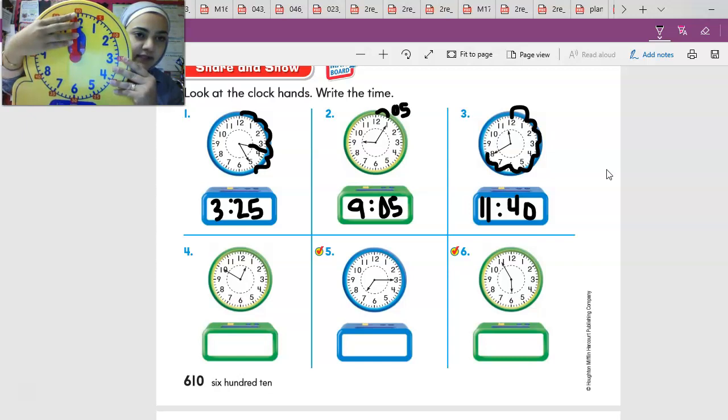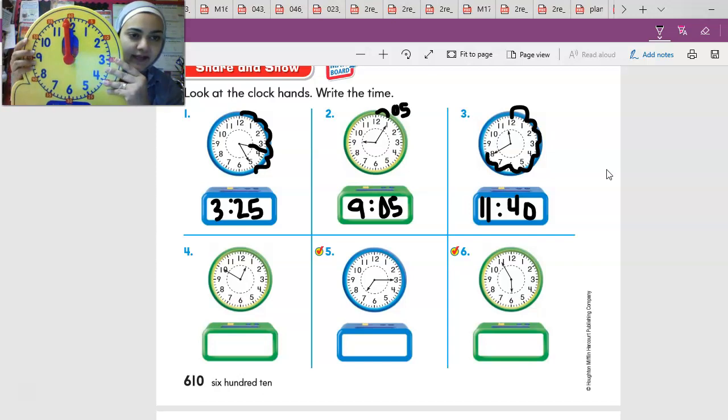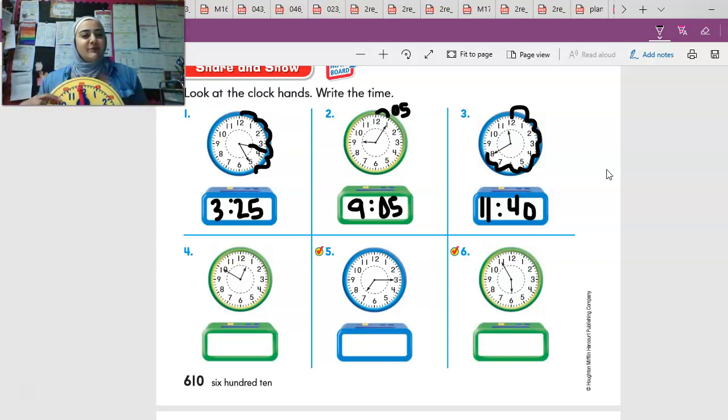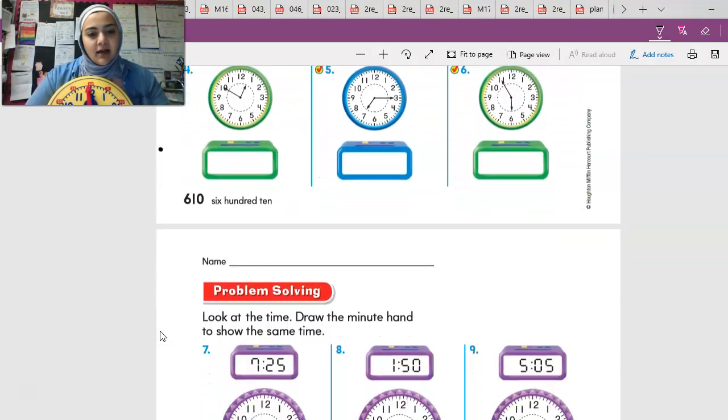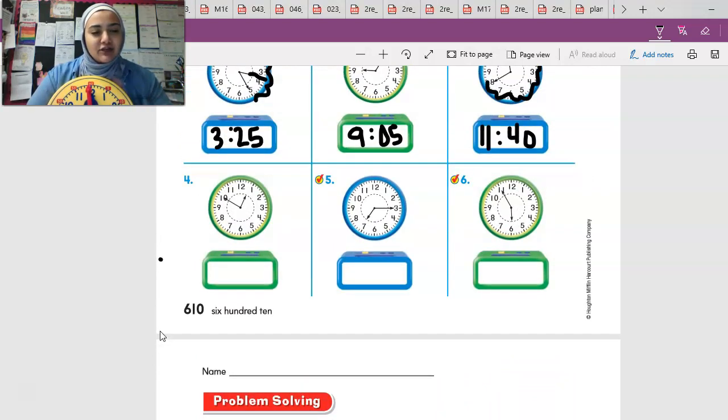All right, let's look at number 4. The hour hand or the small hand is between the 12 and the 1, right? It's close to the 1, but it's not on the 1. It's between the 12 and the 1. And the big hand, which is the minute hand, is on the 10. So the hour is not 1 o'clock yet. See, if I go up to the clock, now it's 1 o'clock. So if it's still on the 10, then it's not 1 o'clock yet. It's the hour before 1, which is 12.